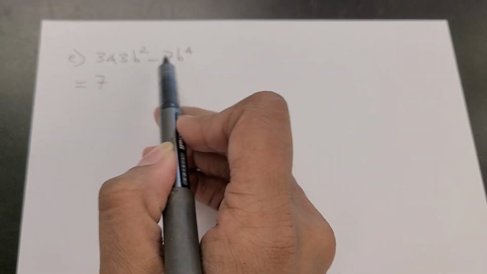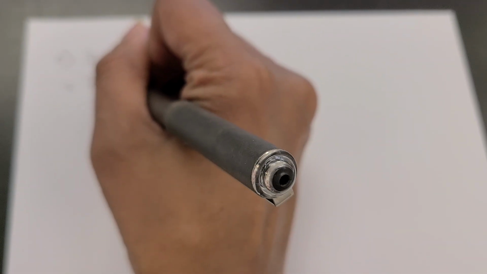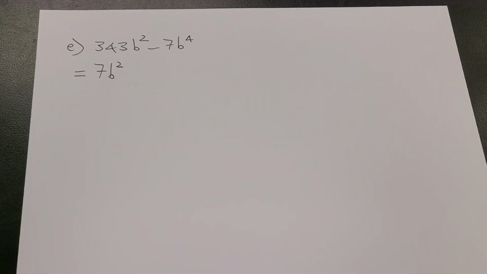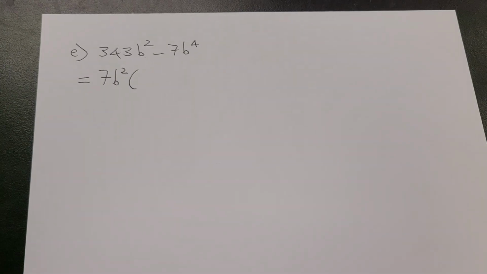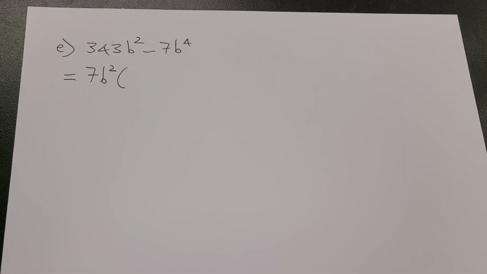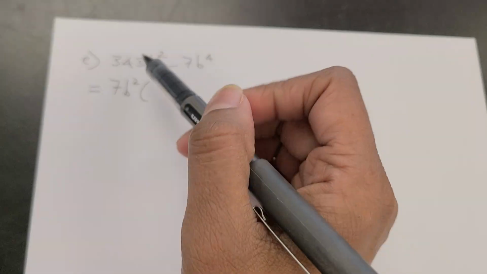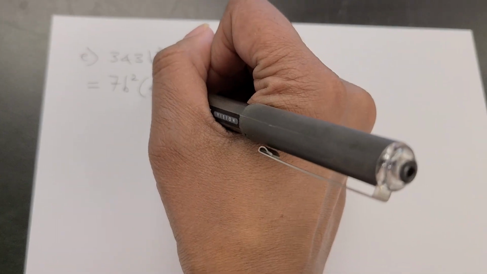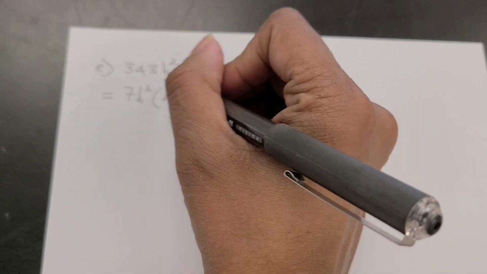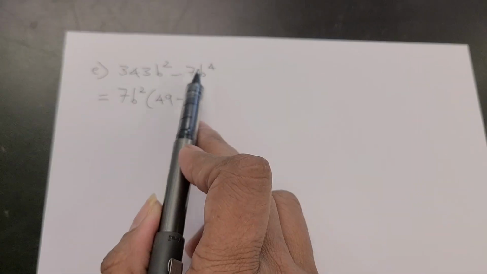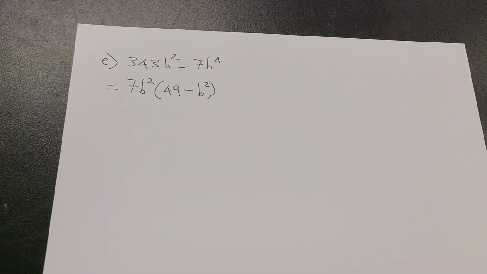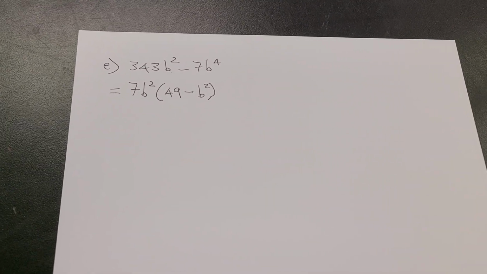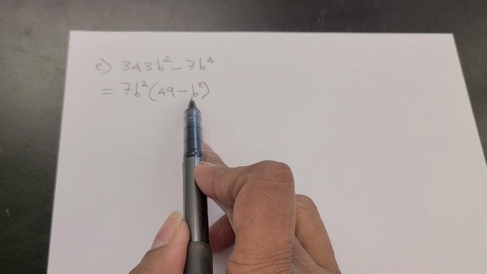Remember again, this is b squared, b to the power of 4. You're going to take out the variable that has the smallest exponent. So I'm taking out b squared. So basically what we're doing here is a little bit of common factoring first, before we do the difference of squares. So here I'm doing 343 divided by 7, 49. The b squared is already outside, minus b to the power of 4 minus b squared is also b to the power of 2. Okay, so just like this. Do you see that?